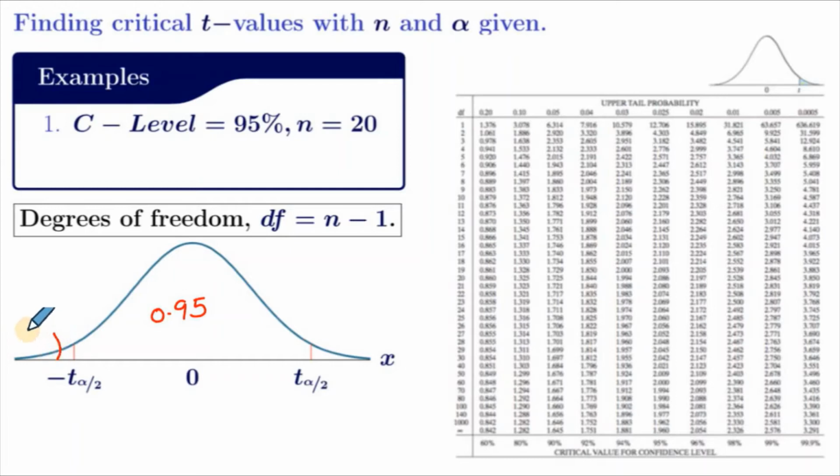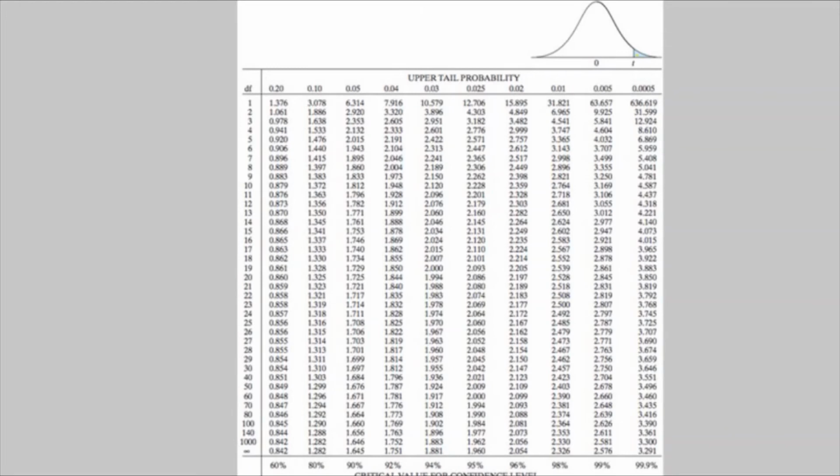So that means this area here is 0.025, and similarly this area here is also 0.025. Now let me show you how to find the critical value using table. So for that, let me pull up the table on the screen.